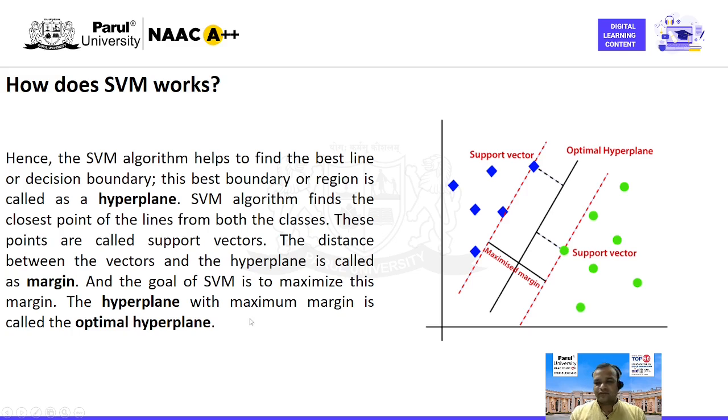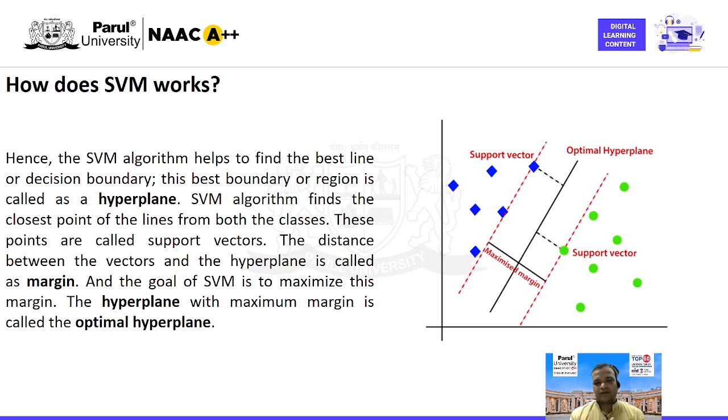How does SVM work? This is the picture. This is the support vector, this one and this one, which is extremely nearby. This is a positive and negative hyperplane, and we calculate the maximized margin.